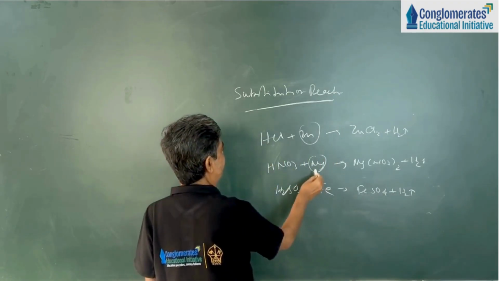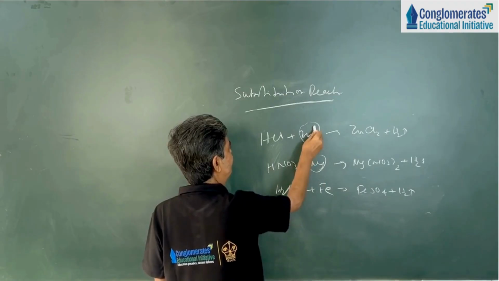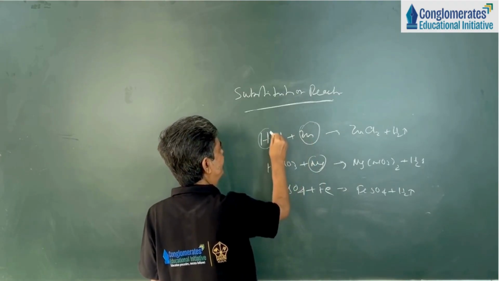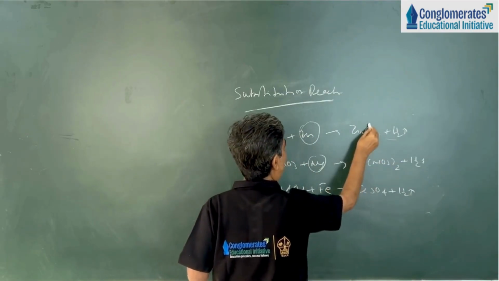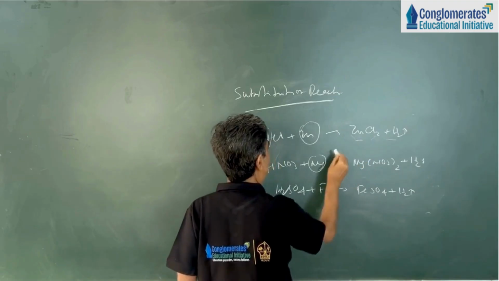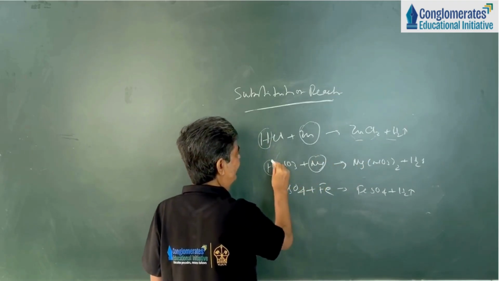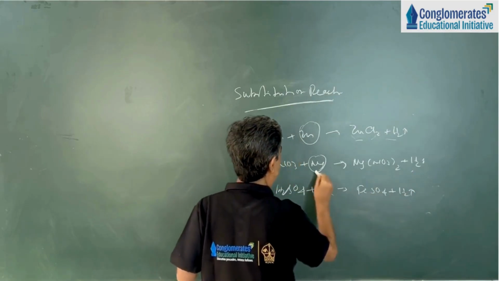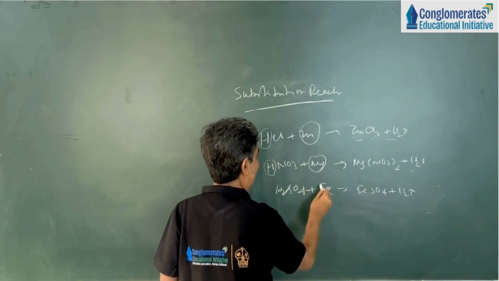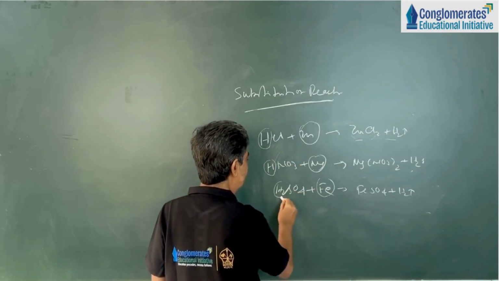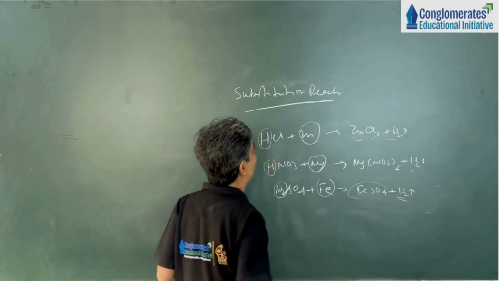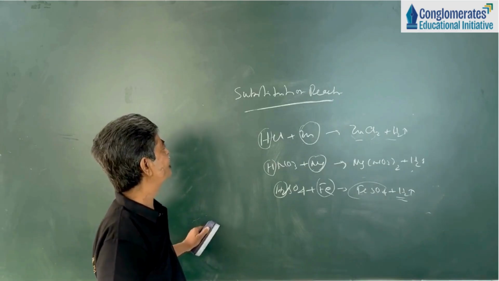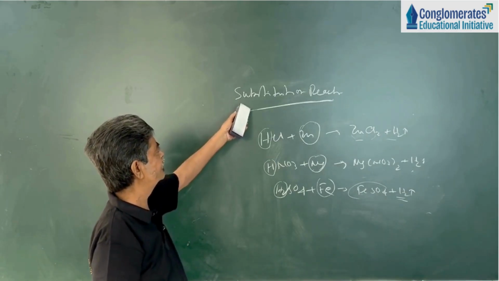So in these cases, what happens? Zinc substitutes hydrogen, hydrogen gas is released, and zinc takes its position to form zinc chloride. Magnesium substitutes hydrogen, hydrogen gas is released, and magnesium takes its position to form magnesium nitrate. Similarly, Fe also substitutes hydrogen to form FeSO4, and hydrogen gas is released. Now, these are the three kinds of reactions we are discussing today under substitution reaction.